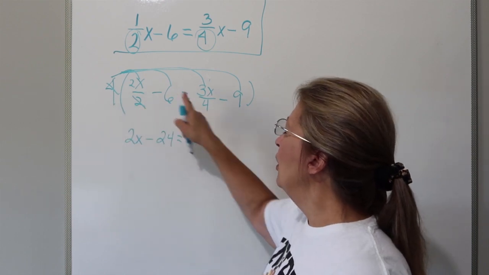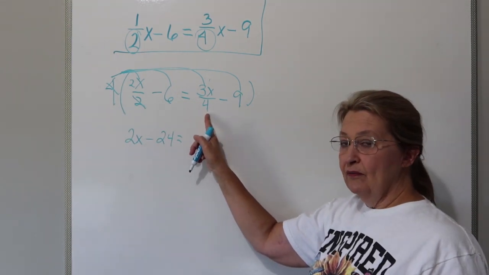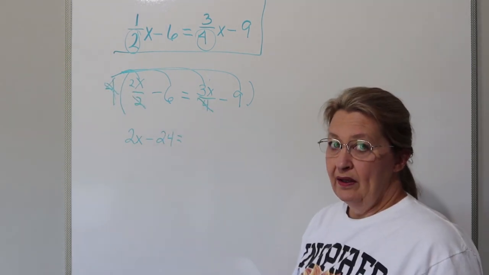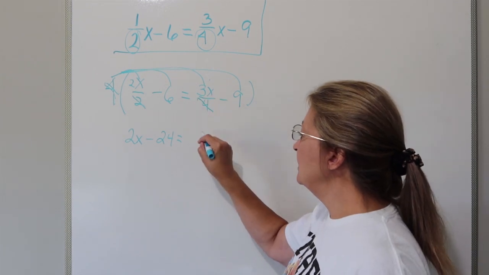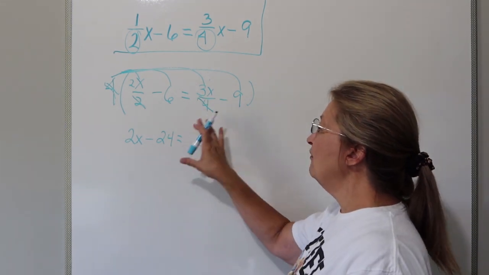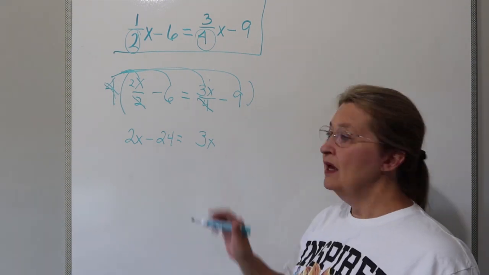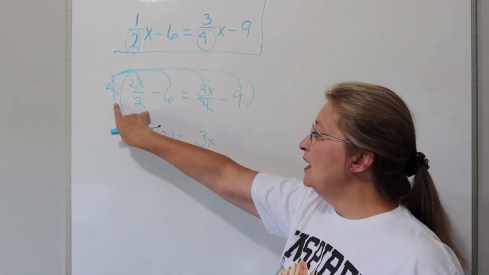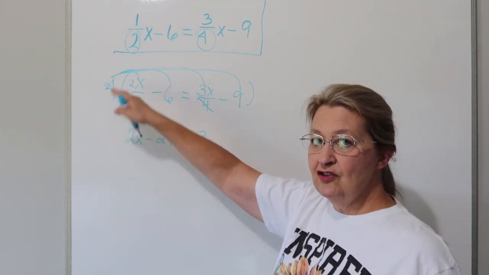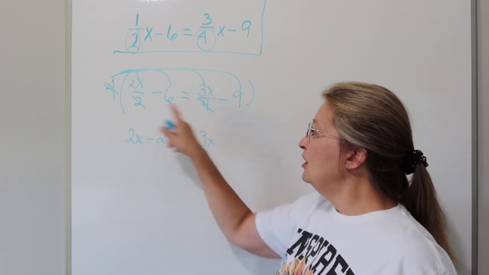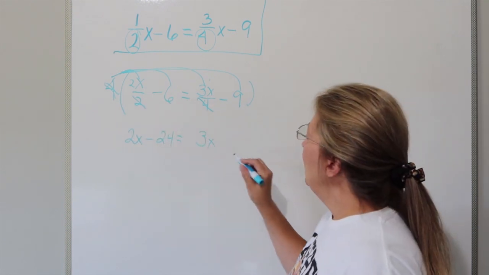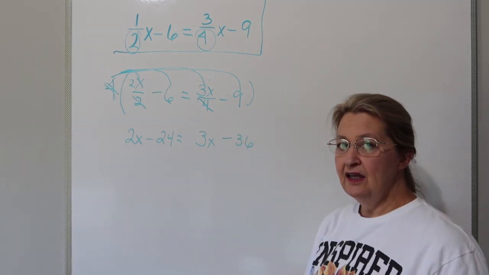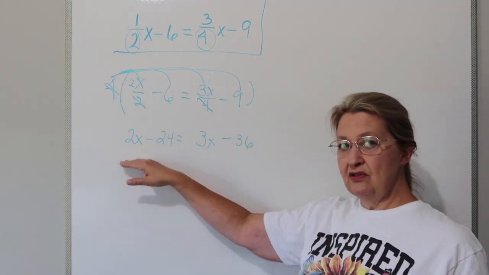Now when I come here, 4 times 3x over 4. This number and your denominator divide out to 1. So what you have left is just the 3x. You don't have to multiply this one times anything because the denominator and your number here match. Here, I had something left over. That's why I had to multiply the numerator. Here, there's nothing left over. And then 4 times 9 gives me 36. Now, do you see how much better this looks?